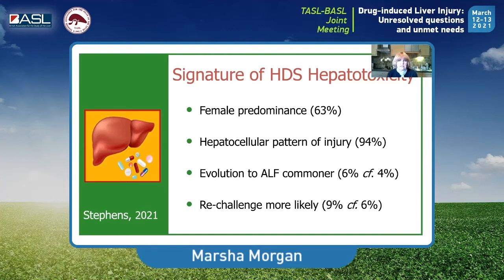This database is expanding now to encompass Spanish-speaking countries in Latin America, and preliminary data from there shows that the prevalence of HDS is very much higher, but the signature is similar, and we look forward to ongoing information from that extended database.